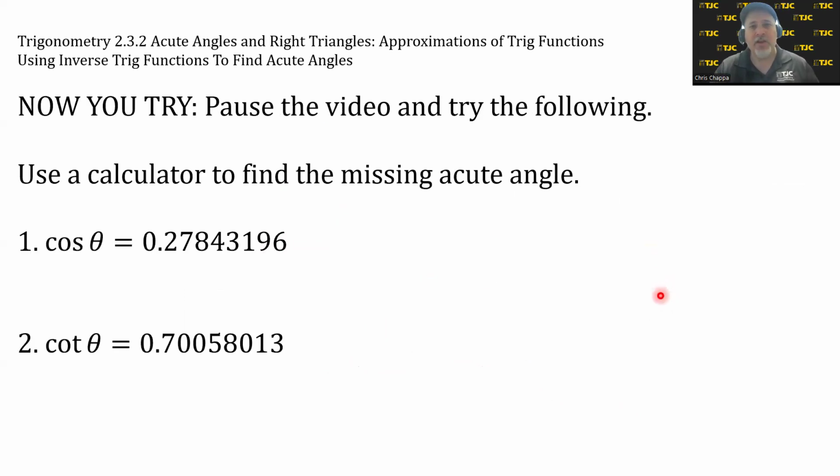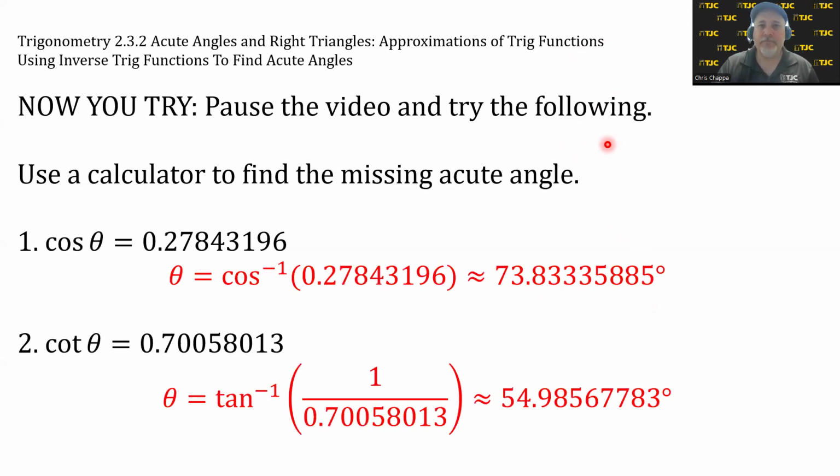Now you try. Pause the video and try the following. Use a calculator to find the missing acute angle. All right, here's your fair warning if you haven't paused the video. Solutions in 3, 2, 1. Notice on the second one, we did have to capitalize on a reciprocal identity.